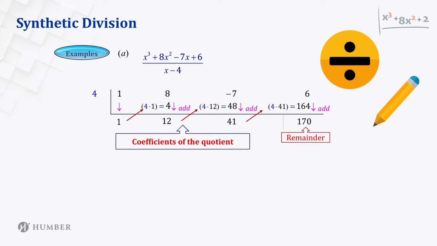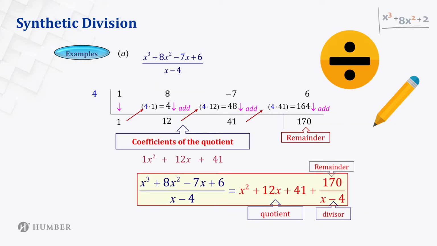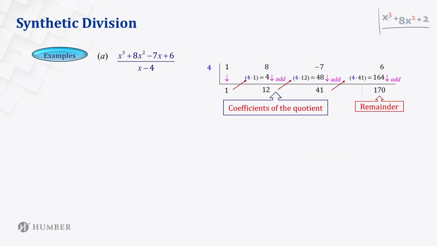So the quotient would be 1x squared plus 12x plus 41. Our final answer is x squared plus 12x plus 41 plus remainder 170 over the divisor x minus 4. Before moving on to the next example, let's compare the synthetic division method with regular long division. Then we'll see how synthetic division produces the same result. We hope to see the connections between the two methods.